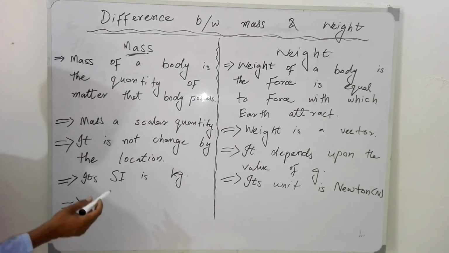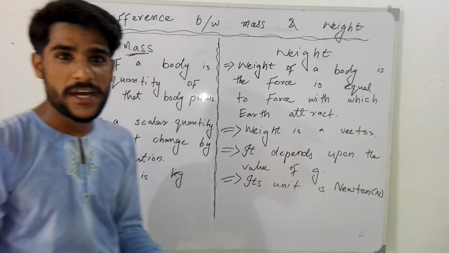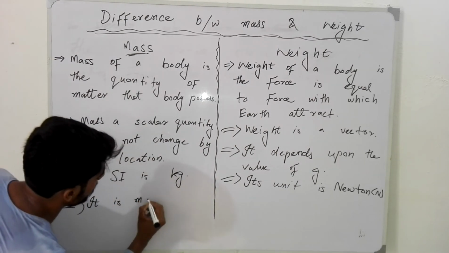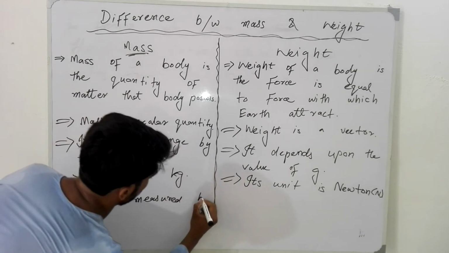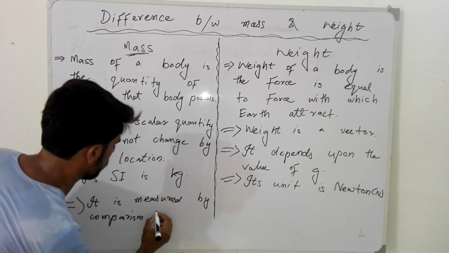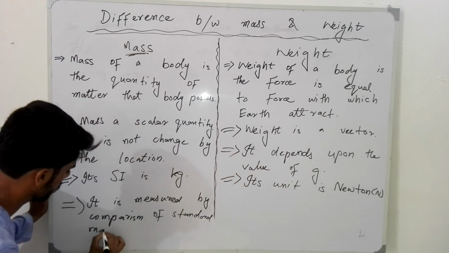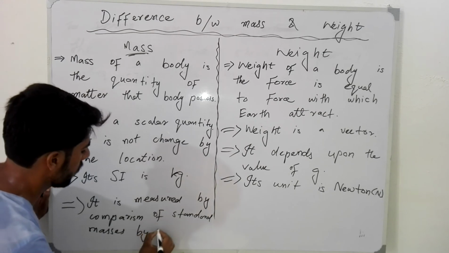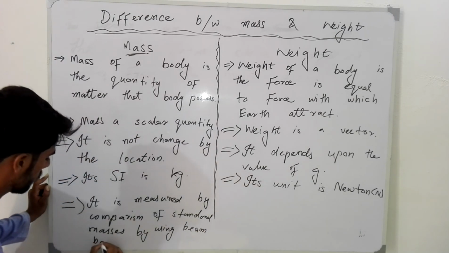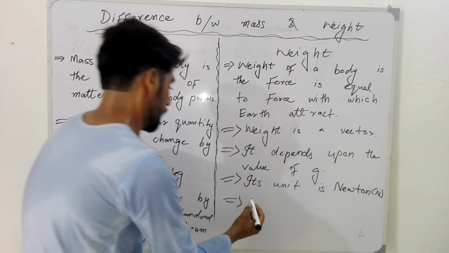Now we come to the next point, that is the last point of the difference. Mass is measured by comparison of standard masses by using a beam balance. While weight is measured by using a spring balance.